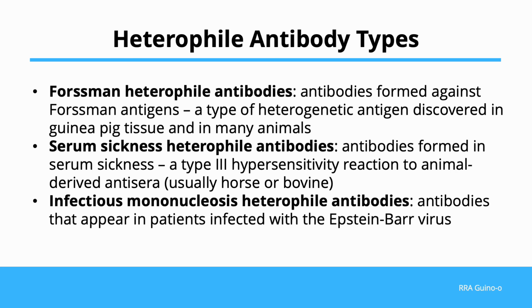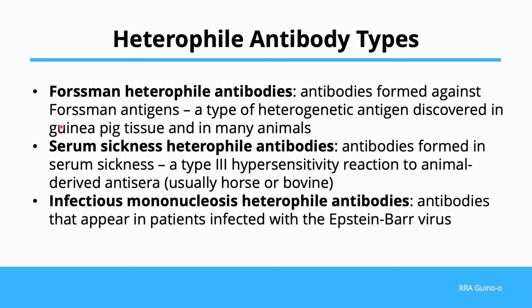Let's now proceed to our heterophile antibodies. There are three types of heterophile antibodies that we encounter in humans. First are Forssman heterophile antibodies. These are antibodies formed against Forssman antigens, a type of heterogenic antigen discovered in guinea pig tissue and in many other animals. Next, we have serum sickness heterophile antibodies, which are antibodies formed during serum sickness, a type 3 hypersensitivity reaction to animal-derived anti-sera like your horse or bovine anti-sera.